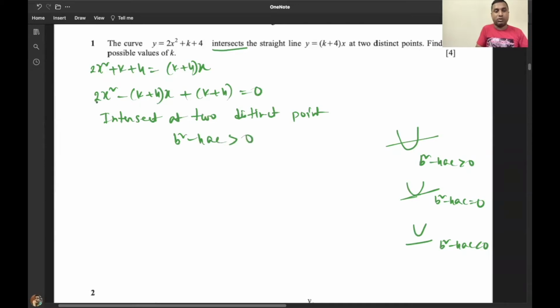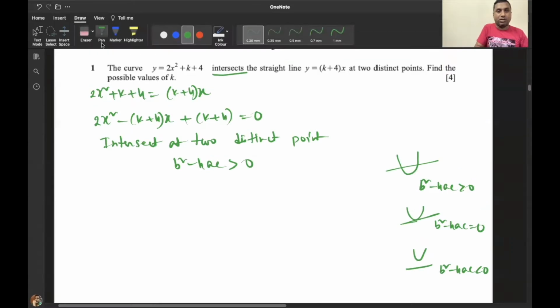Now let me substitute. Look at this. This is ax square plus bx plus c equals to 0. So a is 2, b is minus k plus 4, and c is k plus 4. So let me substitute all this. So b is minus k plus 4. So let me write here minus k within bracket plus 4 whole square, minus 4 times a, which is here 2, and c is k plus 4, greater than 0.